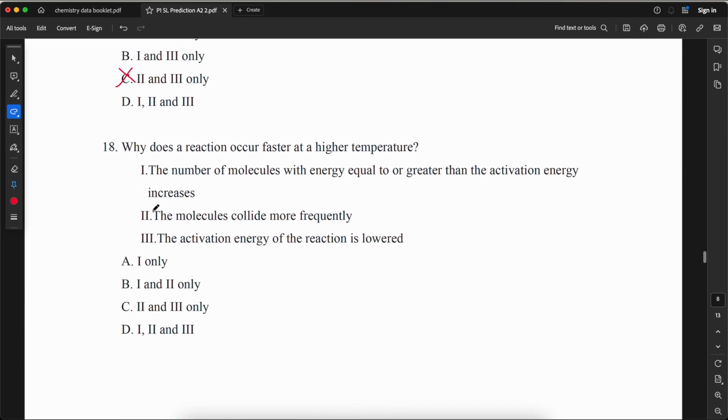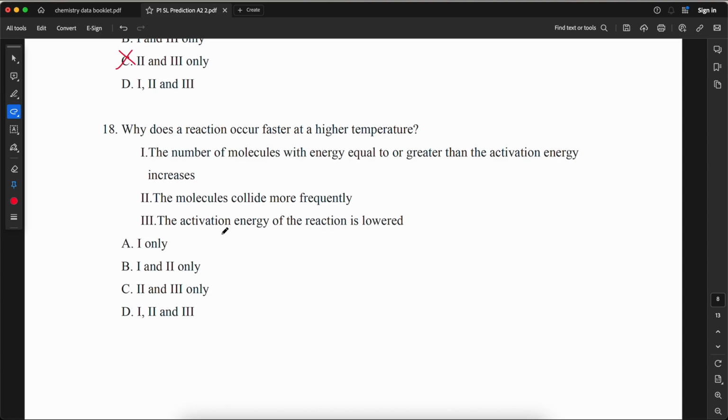Why does a reaction occur faster at higher temperature? The number of molecules with energy equal to or greater than the activation energy increases, of course, because E would be bigger or equal to activation energy. The molecules collide more frequently, correct? The activation energy of the reaction is lower. This is by adding catalysts, not occurring at the higher temperature. So this is the effect of the catalyst. Therefore, the answer is 1 and 2 only.